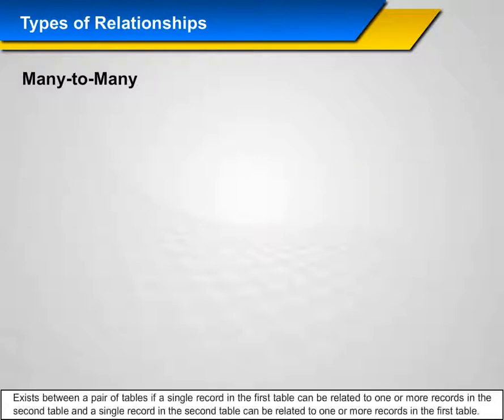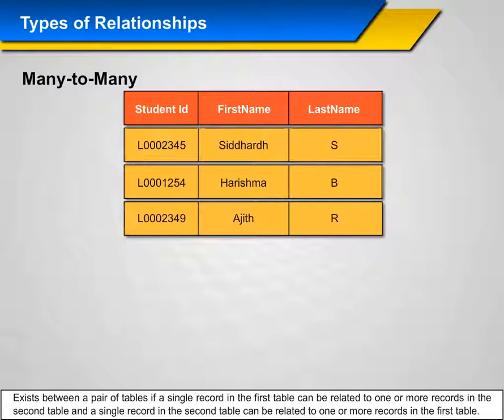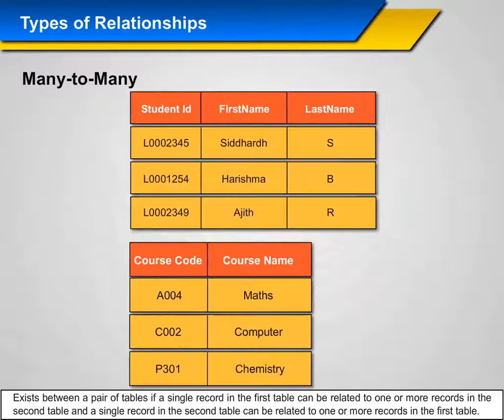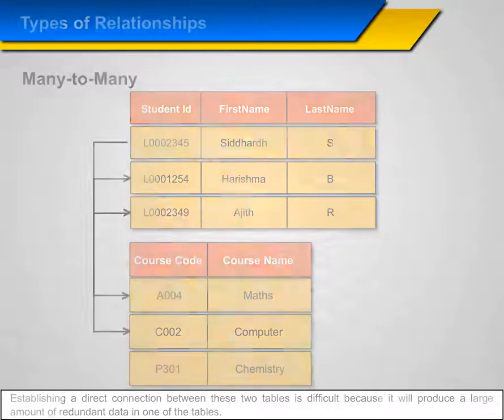Many-to-many exists between a pair of tables if a single record in the first table can be related to one or more records in the second table, and a single record in the second table can be related to one or more records in the first table. Establishing a direct connection between these two tables is difficult because it will produce a large amount of redundant data in one of the tables.